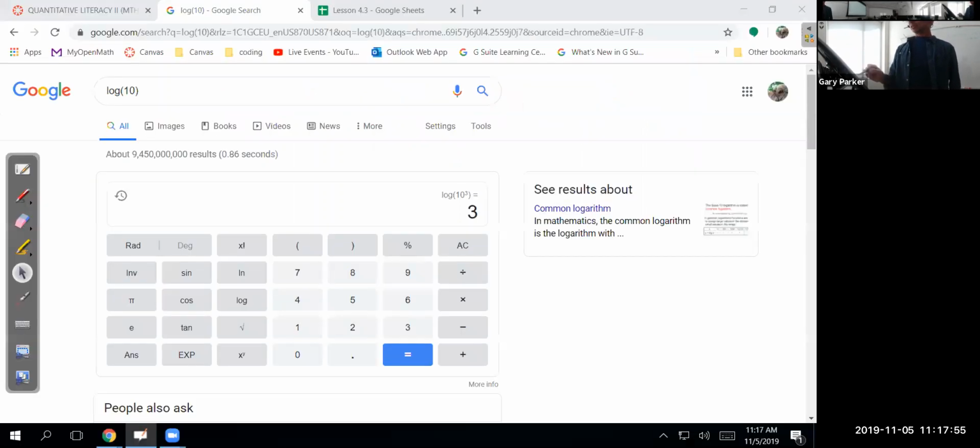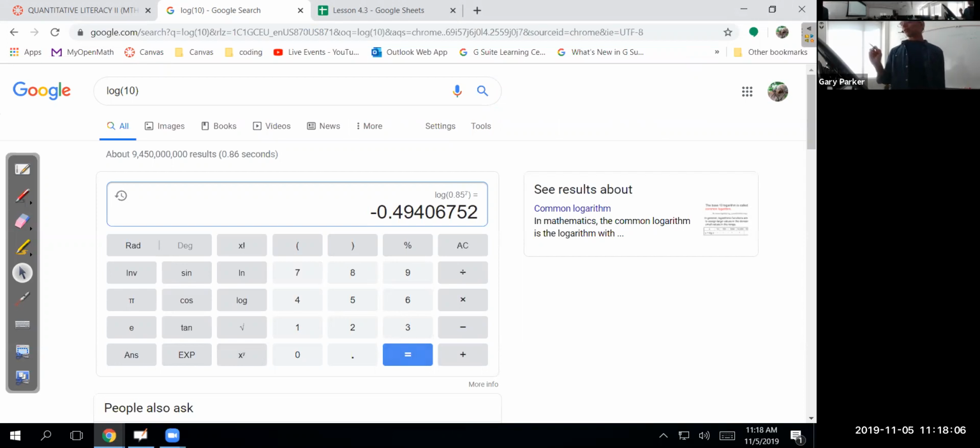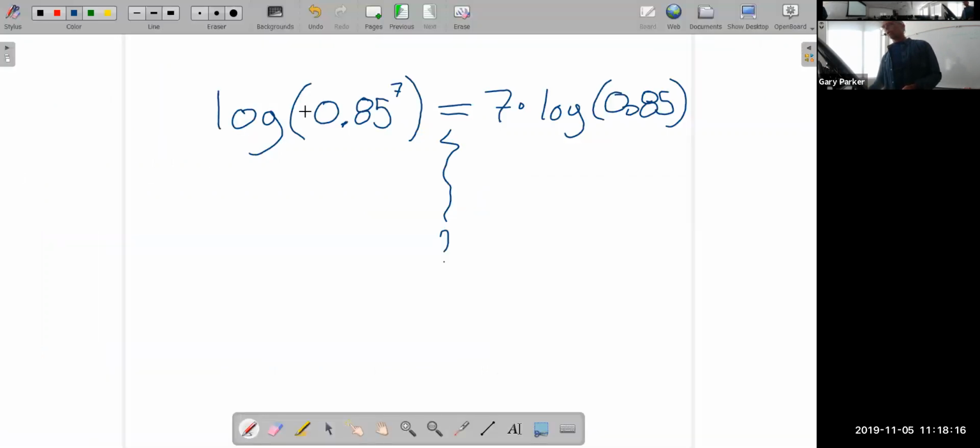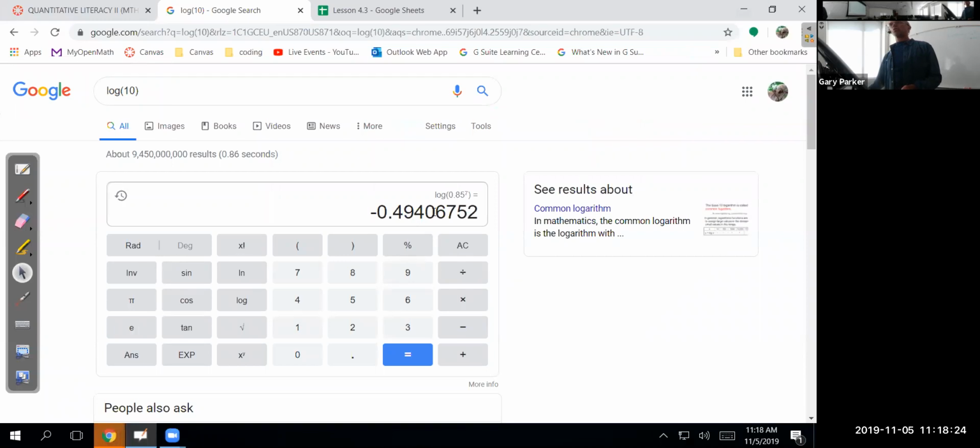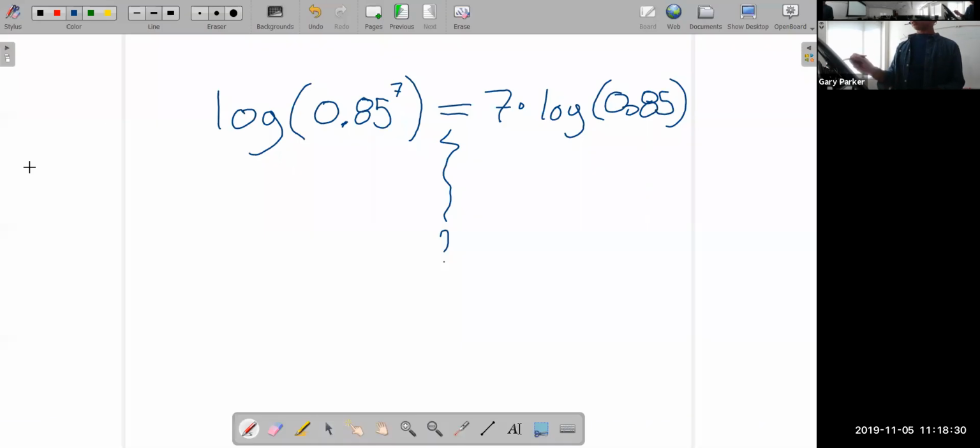So on the calculator, log of 0.85 raised to the power 7, my calculator thinks the answer should be negative 0.494-ish. Anyone else get that? So again, I'm typing log of parentheses 0.85 raised to the power 7. And my calculator thinks it's negative 0.494 about. I'm going to make a note of that.